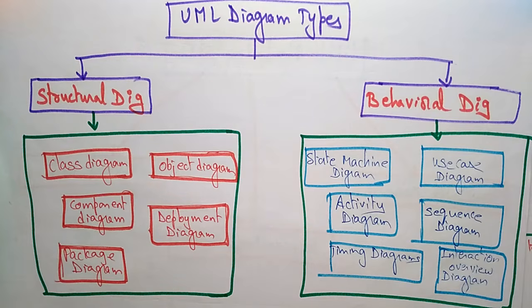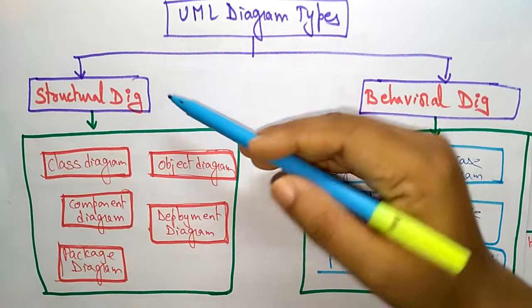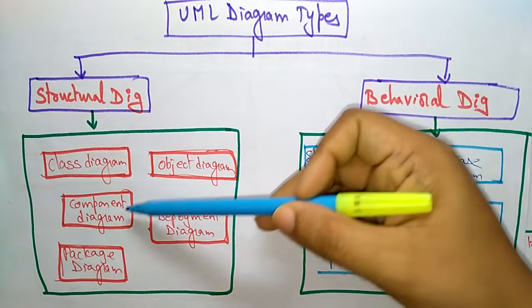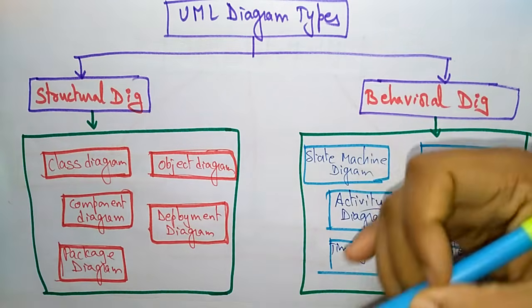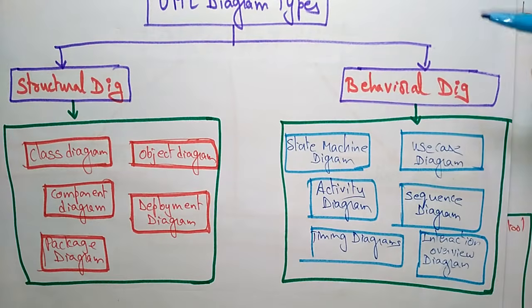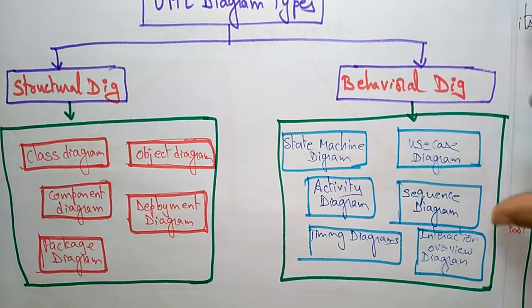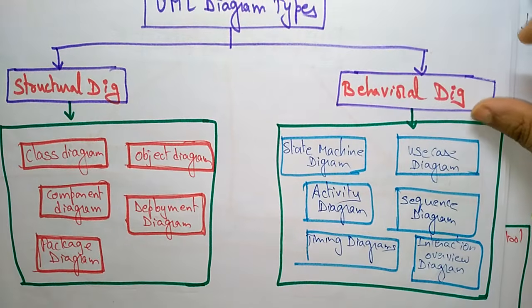Students, welcome back. In this video we'll discuss basic structural modeling and behavioral modeling. I already explained the different UML diagrams that are present. The structural diagrams are class, object, component, deployment, and package diagrams, whereas behavioral diagrams are just the dynamic part: state machine diagram, use case diagram, activity, sequence, timing, and interaction diagrams come under the behavioral diagrams. Now let us come to the point.